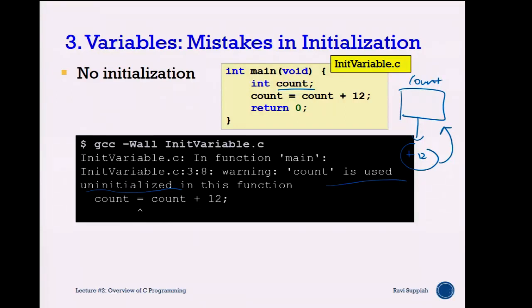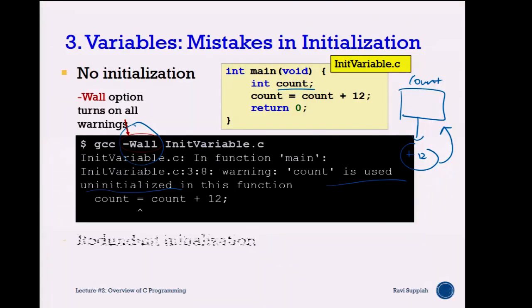So how do I get warnings? If I want to get warnings, I must compile with the dash Wall, W-A-L-L. W-A-L-L is to turn on the warnings. If I don't put the dash Wall, then I will not get the warnings. I will only get compile errors. So it's important that when you use the GCC command, you use the correct command if you want to get the full list of warnings and so on.